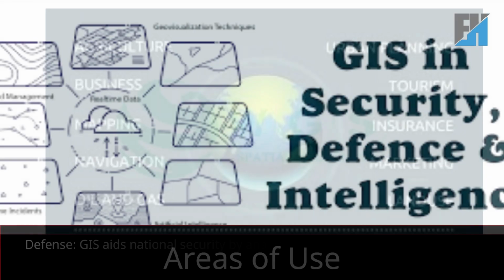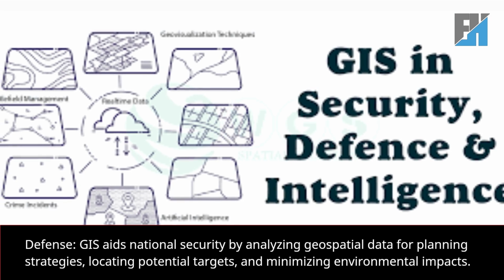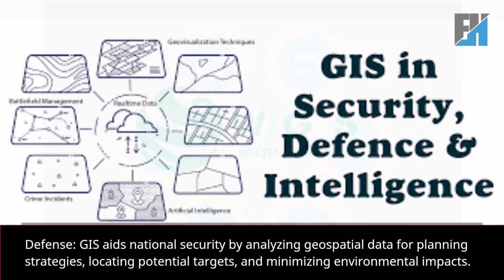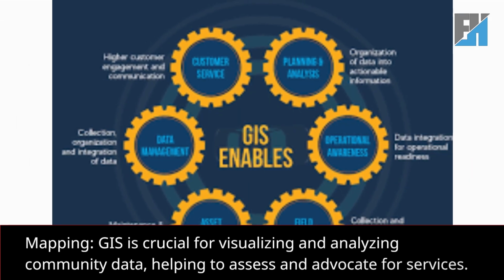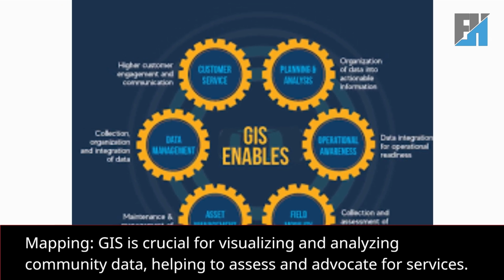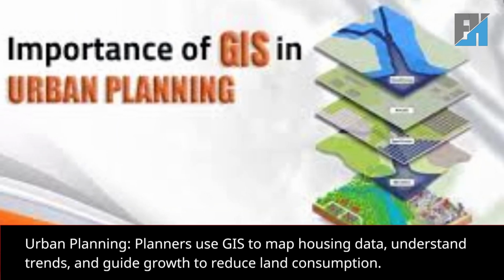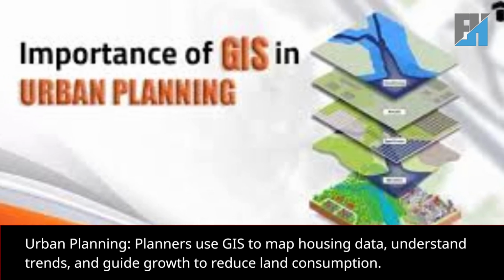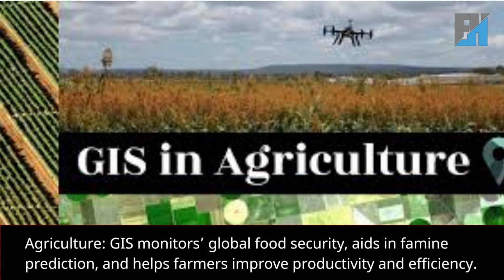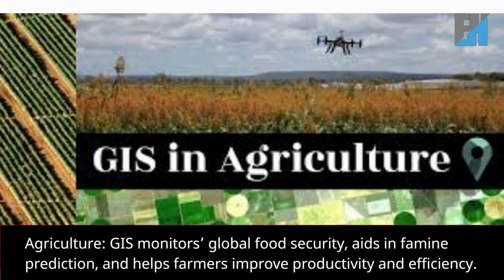Areas of use. Defense. GIS aids national security by analyzing geospatial data for planning strategies, locating potential targets, and minimizing environmental impacts. Mapping. GIS is crucial for visualizing and analyzing community data, helping to assess and advocate for services. Urban planning. Planners use GIS to map housing data, understand trends, and guide growth to reduce land consumption. Agriculture. GIS monitors global food security, aids in famine prediction, and helps farmers improve productivity and efficiency.